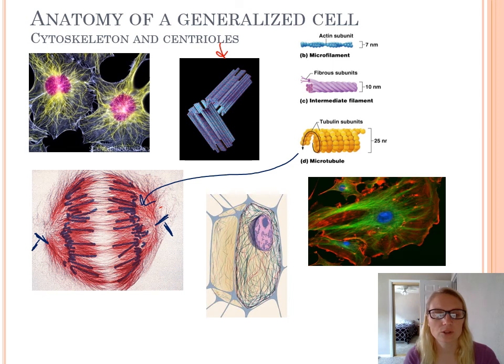The other images on the screen are just showing you the diversity and how complicated some of our cytoskeleton structures can be. All right, so that wraps up the anatomy of a generalized cell. And like I said earlier, make sure you are comfortable labeling a cell, identifying all these parts and pieces, and describing their general appearance or their general function.